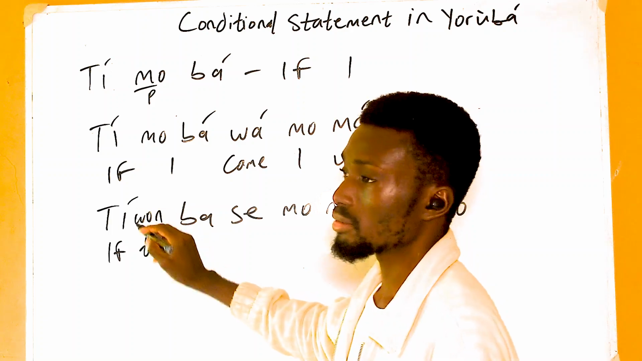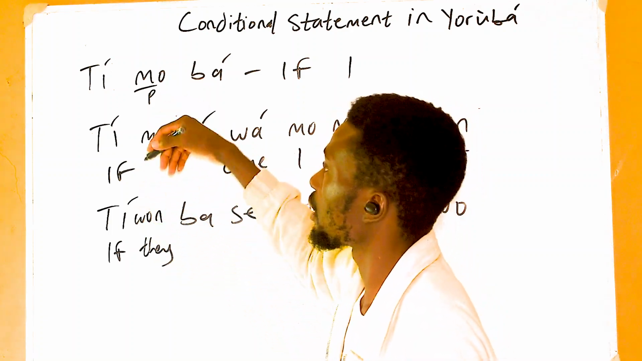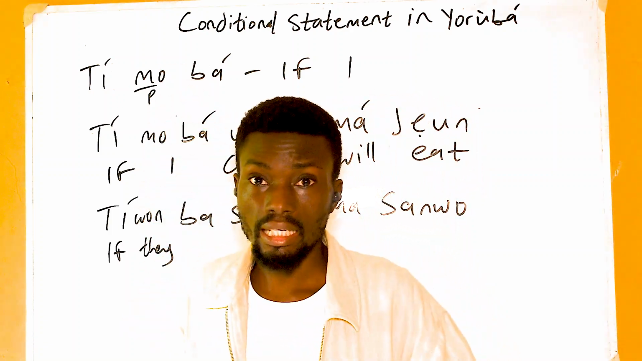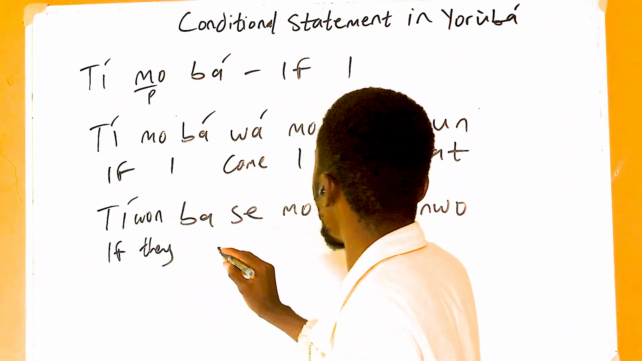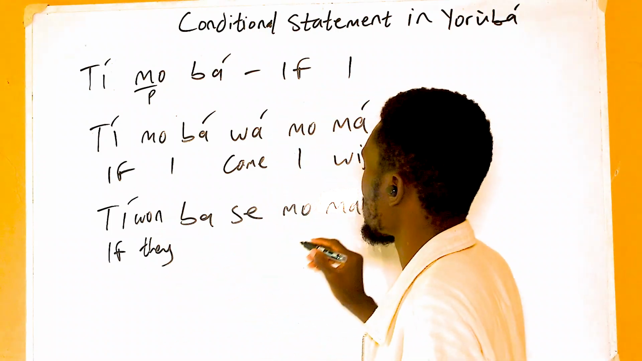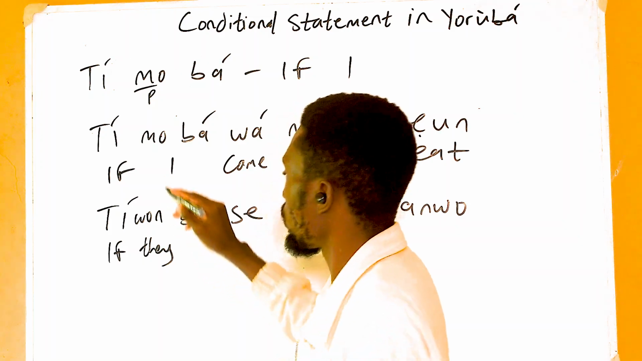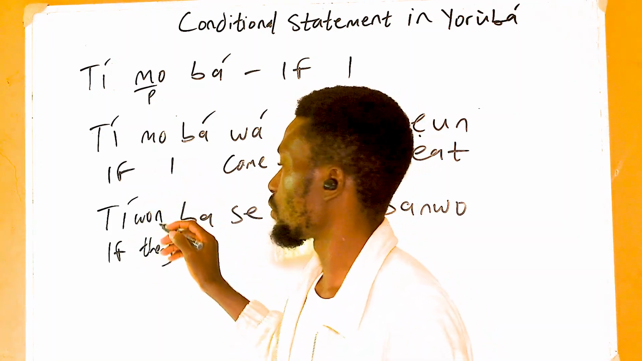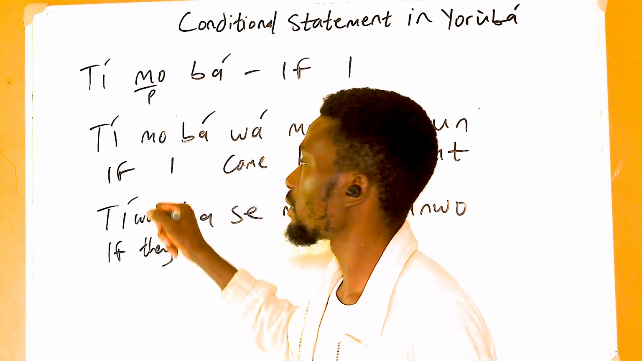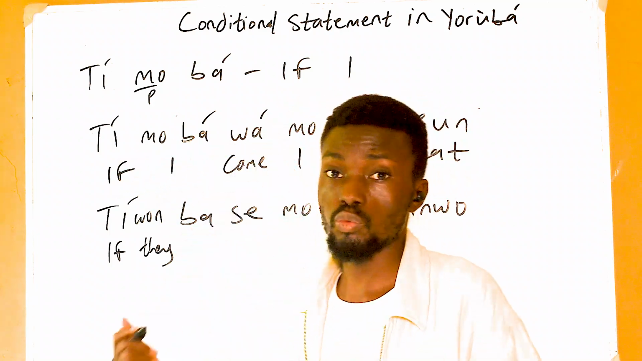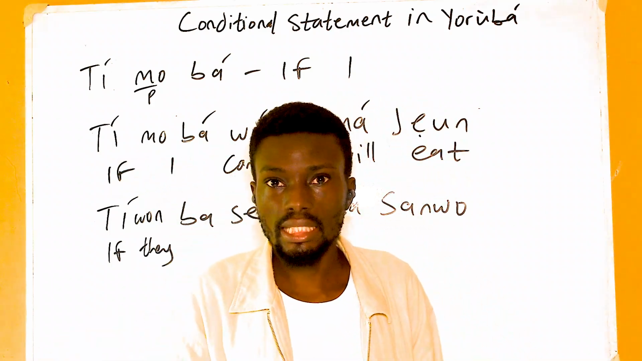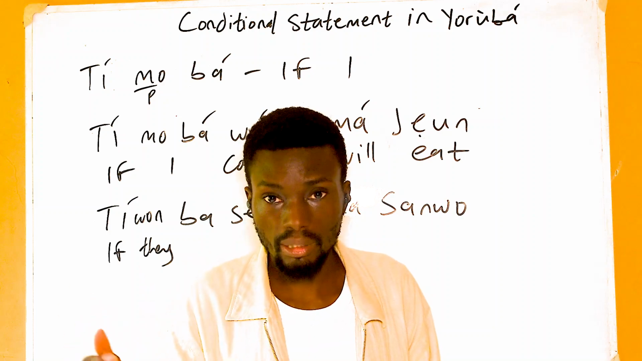What I'm just trying to explain is that this pronoun here can be substituted anytime. So we can have tí wọ́n bá ṣe, mo máa sanwó. Ṣe is do. You know, it may seem a little bit confusing with the pronoun here. Mo, wọ́n. It can also be tí a bá ṣe, is if we do it. Tí a.